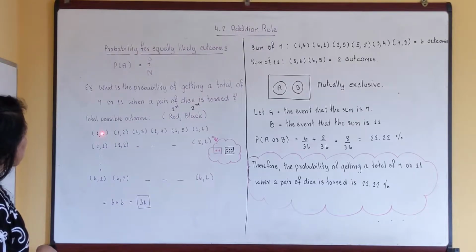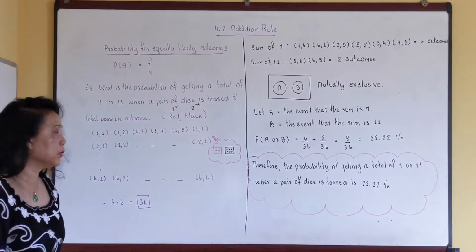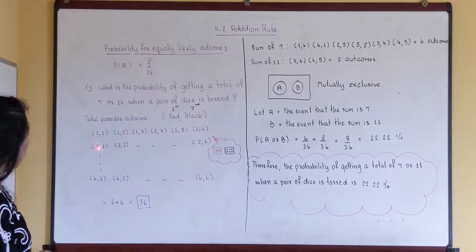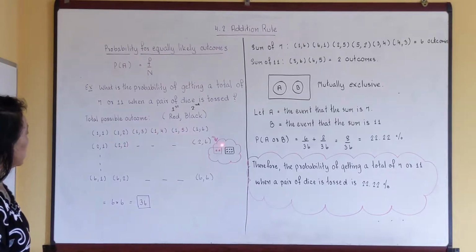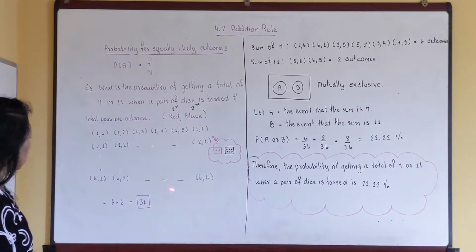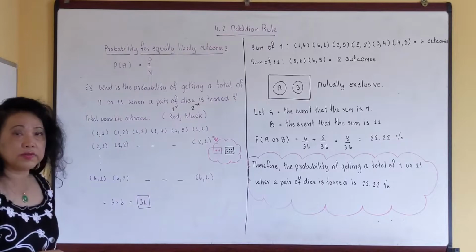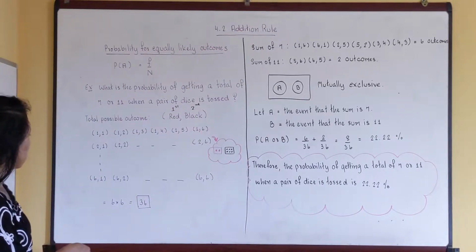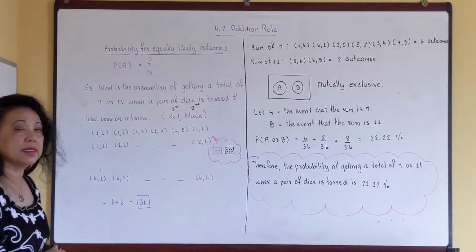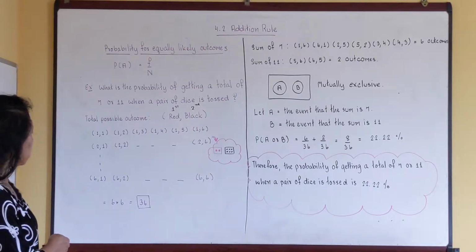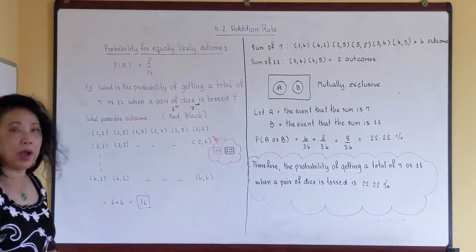1, 1, which means the red is 1, the black is 1; 1, 2; 1, 3, all the way to 1, 6. We have only up to 6. Then 2, 1; 2, 2, all the way to 2, 6, and so on to 6, 1 through 6, 6. If you count all of them, you have 6 by 6, so it's going to be 36 possible outcomes. So this is the total possible outcomes.